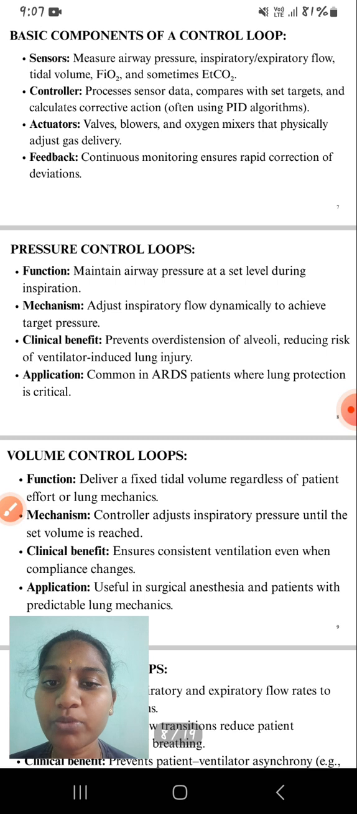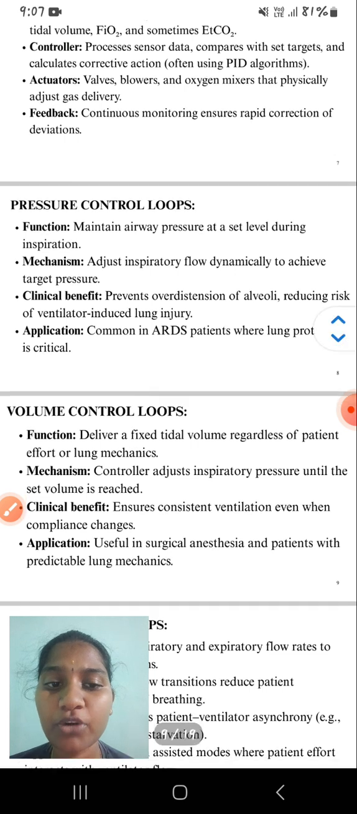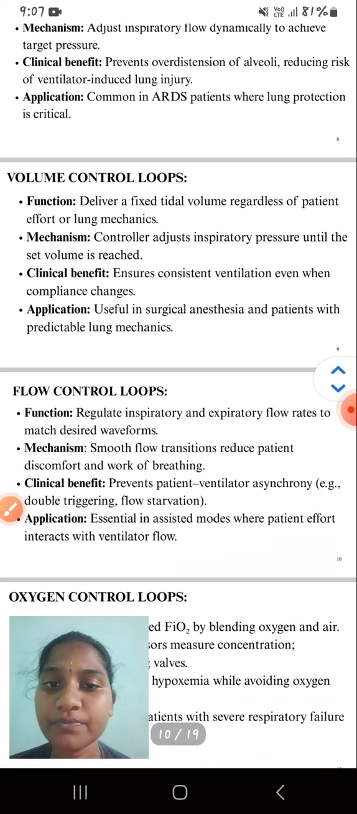Pressure control loop. Function: maintain airway pressure at a set level during inspiration. Mechanism: adjust inspiratory flow dynamically to achieve target pressure. Clinical benefit: prevents overdistension of alveoli, reducing risk of ventilator-induced lung injury. Application: common in ARDS patients where lung protection is critical.